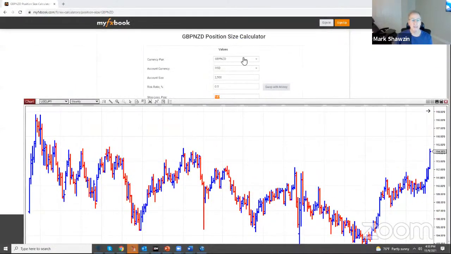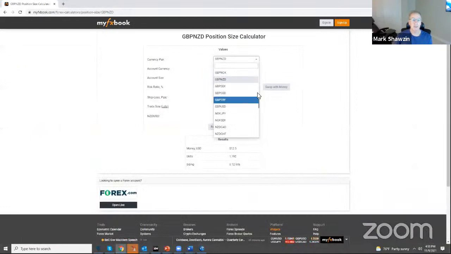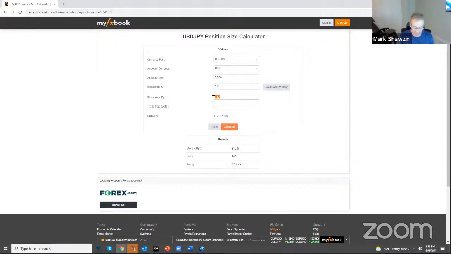And so basically, come here, dollar, where's dollar yen? Put your stop loss at 70 pips. You want to risk a little bit more. Maybe you want to take a percentage and a half, hit the calculate button. You can do 0.6 lots, risk $37.50. If you get stopped out, oh well, you lose $37 of your $2,500 and you live to fight another day.